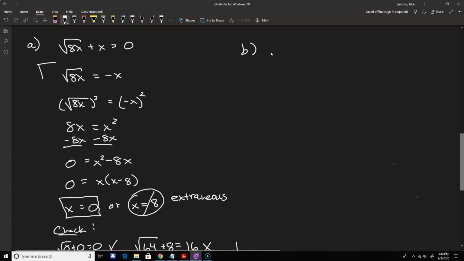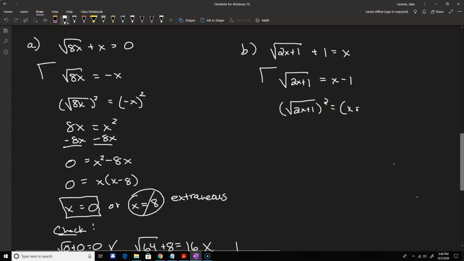Now for this one, we have the square root of 2x plus 1, plus 1 equals x. So again, the strategy is to isolate the radical. So we begin this problem by subtracting 1. So now we have the square root of 2x plus 1 is equal to x minus 1. And this is where we square both sides. So we're squaring the square root and also squaring the quantity x minus 1.